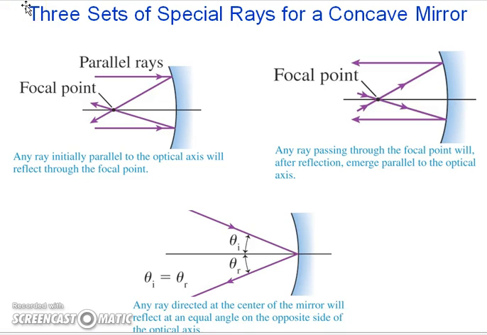For ray tracing, we will use these special rays, let's say for a concave mirror. We already talked in the earlier slide that if I have a ray parallel to the optic axis, this black color is the optic axis, and of course this is my concave mirror, then after reflection the ray will pass through the focal point.